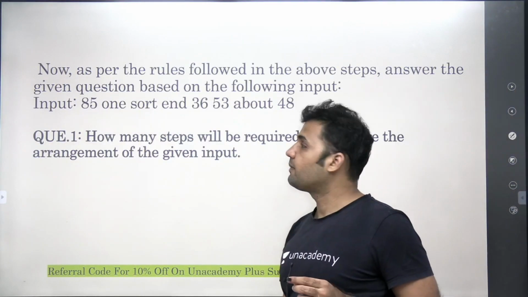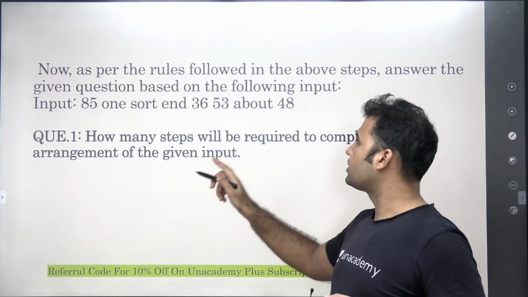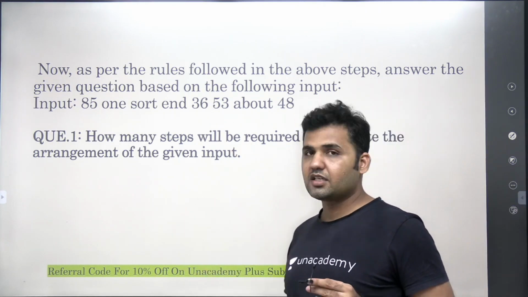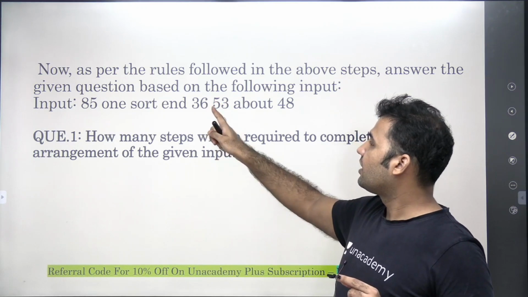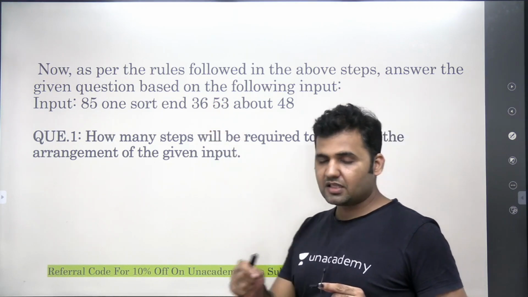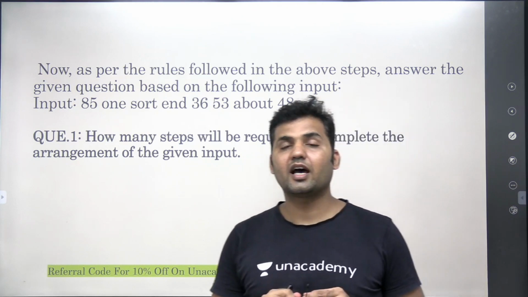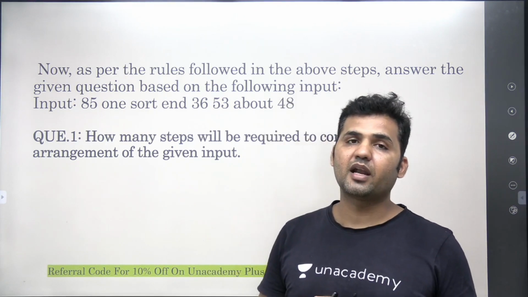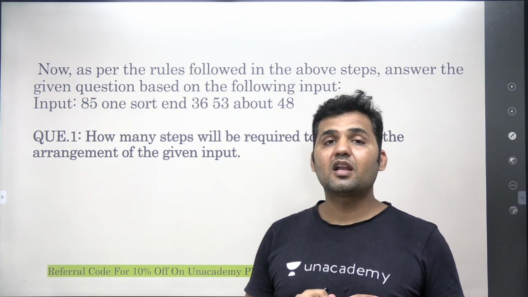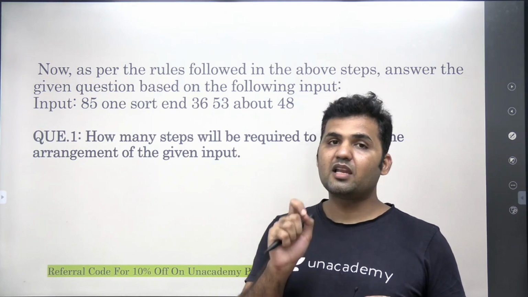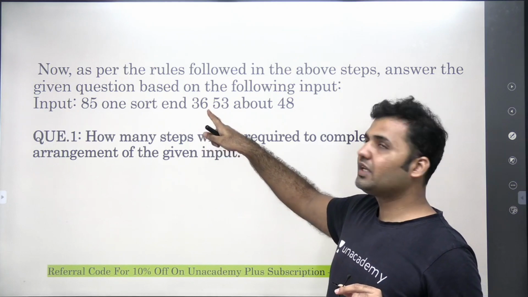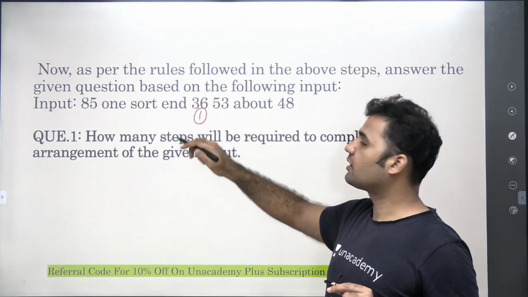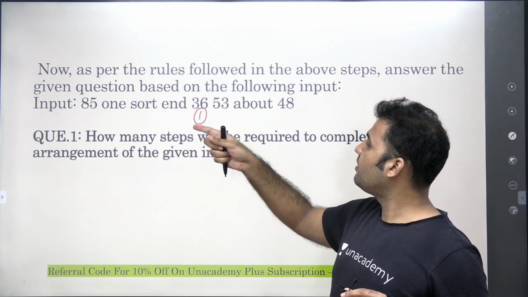Now, question number 1, how to solve it without writing down all the steps? So what will I do? I know that in step 1, a number will be moved. Now this method is called a ranking method, where I will rank every element, and the rank of an element will depend on in which step that particular element is moving. Now tell me, in the first step, which element will be moving? 36. So I'll give it a rank 1. In step 2, which element will be moving?